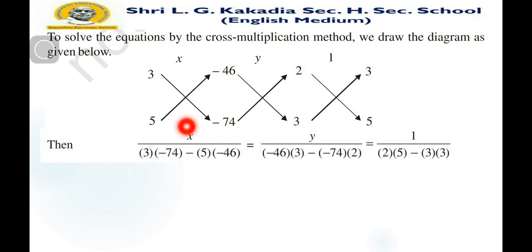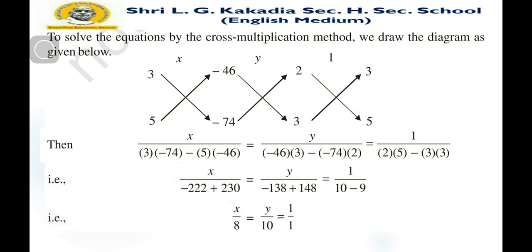Then x upon 3 into minus 74 minus 5 into minus 46, as well as minus 46 into 3 minus 74 into 2, equals 1 upon 2 into 5 minus 3 into 3, as you can see here. By solving the terms, we find x upon minus 222 plus 230 is equal to y upon minus 138 plus 148 is equal to 1 upon 10 minus 9. Then we get x upon 8 is equal to y upon 10 is equal to 1 upon 1.